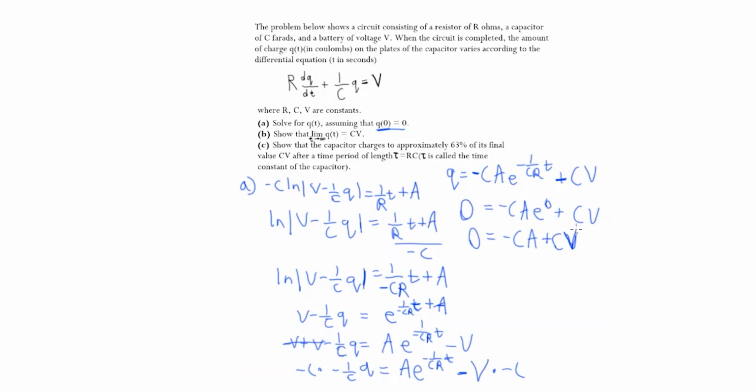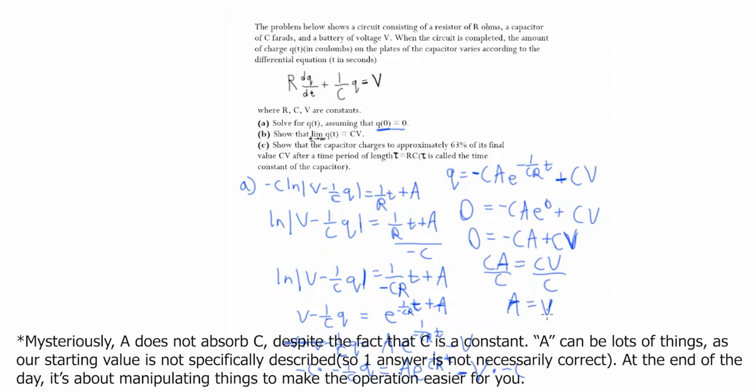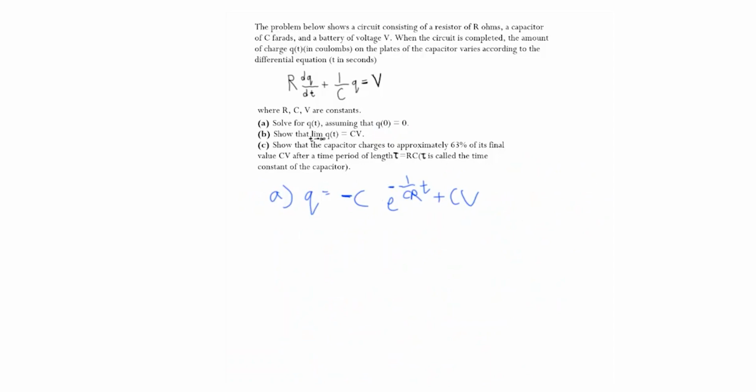So from here, we can use this to solve what a is, our mystery constant. So add ca to both sides, ca equals cv, divide both sides by c, and you have a is equal to v. Okay, so that's nice. Let's rewrite this out one more time. We're just going to have to copy this over, but then replace the a with a v. And so that is our final solution for part A.